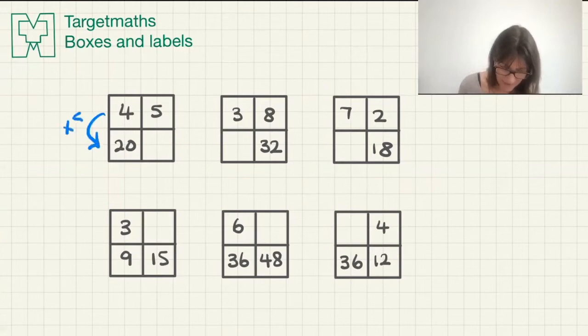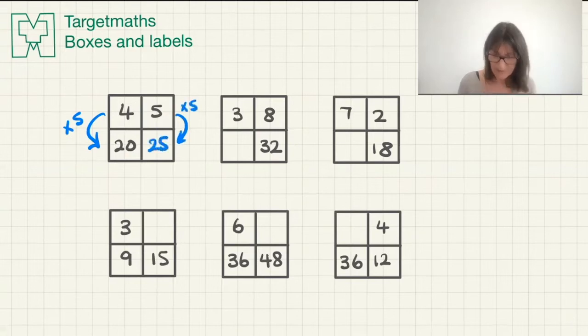4 times 5 is 20. So 5 times 5 is 25. So the missing number in that box is 25. And that's it. 8 times 4 is 32. So I'm going to times this side by 4. And I've got 12. Job done.